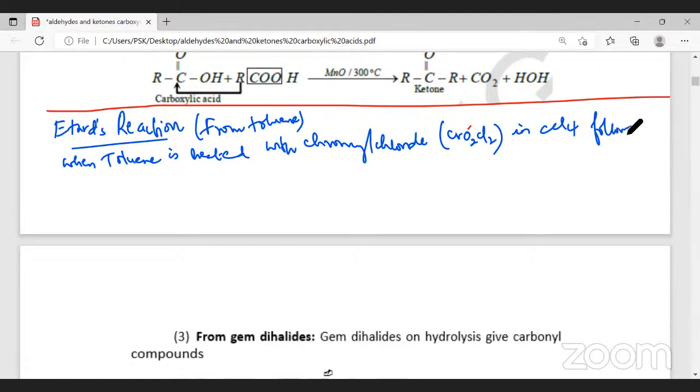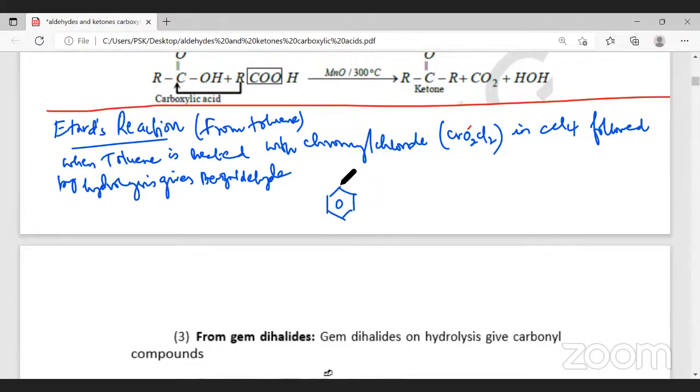Followed by hydrolysis, it gives benzaldehyde. It's an important reaction. We will not show this reaction in two steps because the mechanism of the reaction is very complex, and we do not expect the mechanism. Now, toluene we can represent like this. Toluene is C6H5CH3.